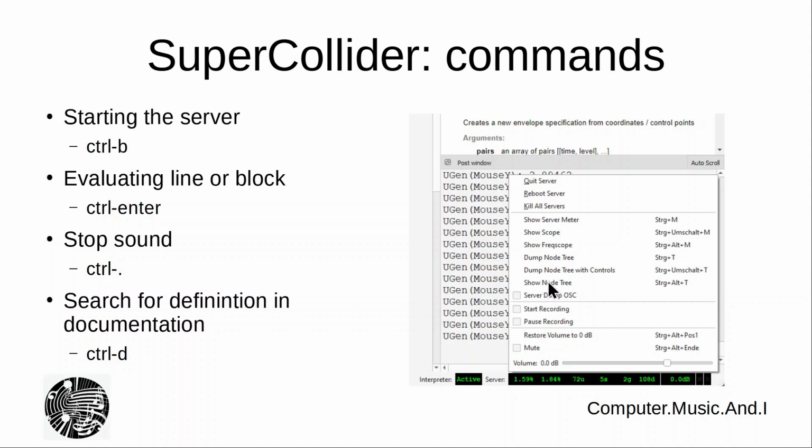We can also have a look at the internal node tree to have an understanding how the memory is currently used, and we can also show the meter which shows us the input-output loudness. We might be starting recording the output of SuperCollider. An appropriate file will be created within the document directory of your computer. And obviously we can control the loudness of the system, so we can mute it, or we can define the volume by just using the slider.